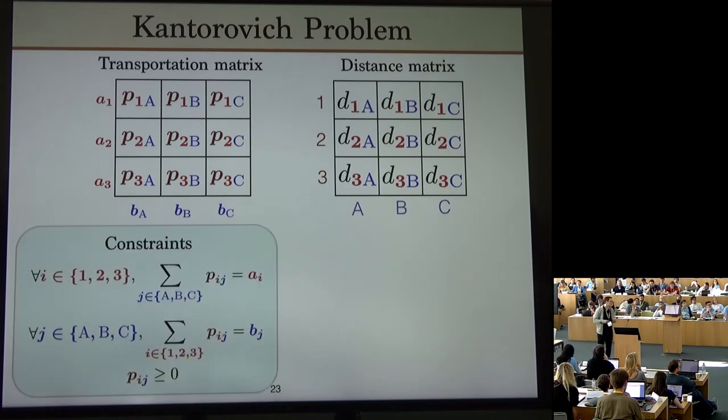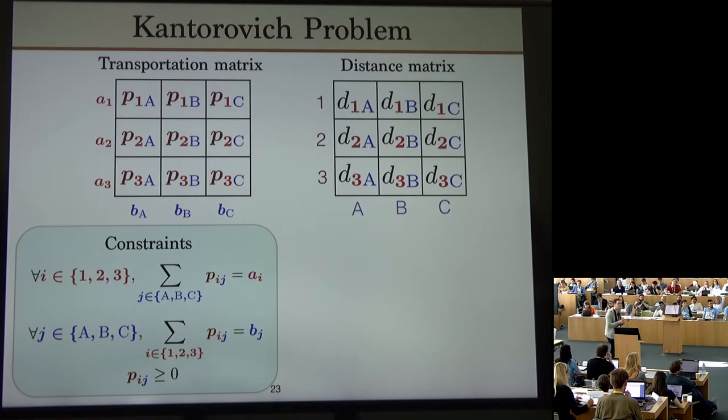So what is the natural constraint that you have on this transportation matrix? Well, we call this a conservation of mass constraint. It's a very intuitive constraint: if you look at all of the soldiers on the first line of this matrix, it's P1A, P1B, P1C.